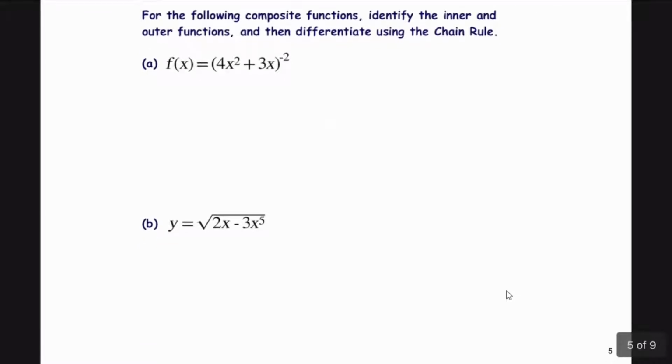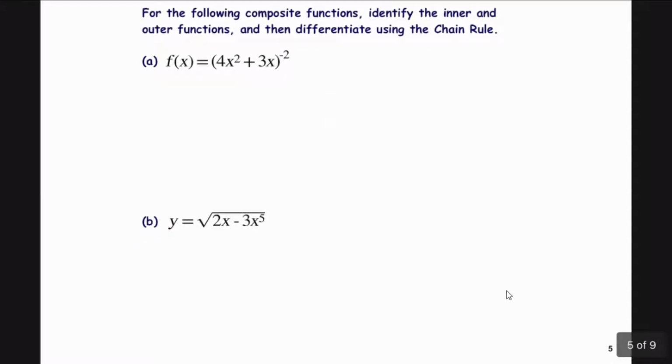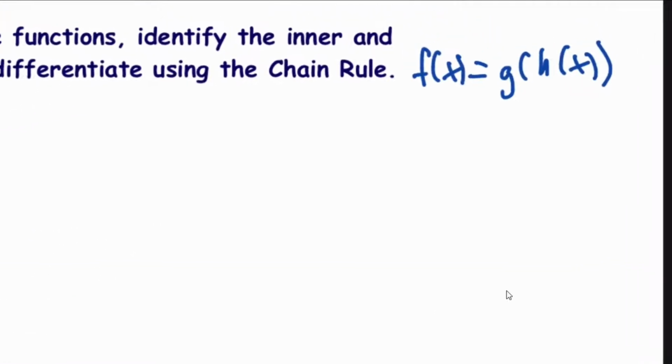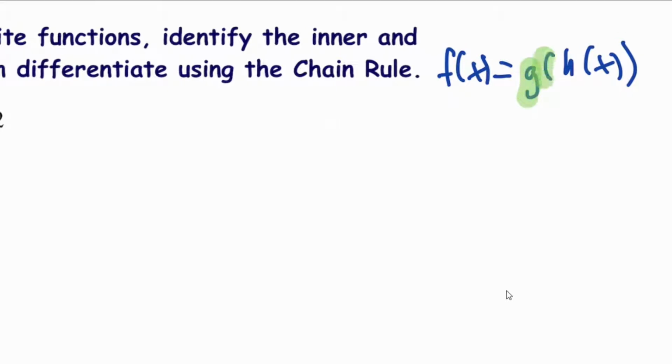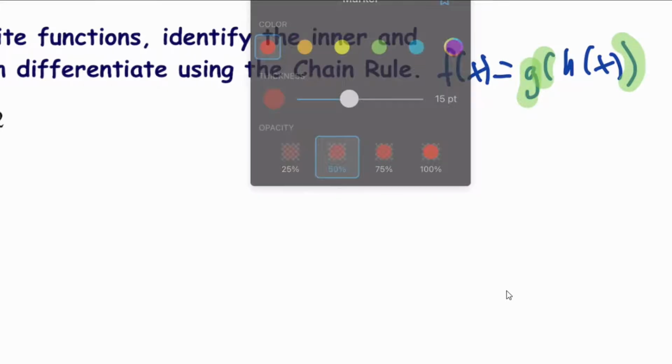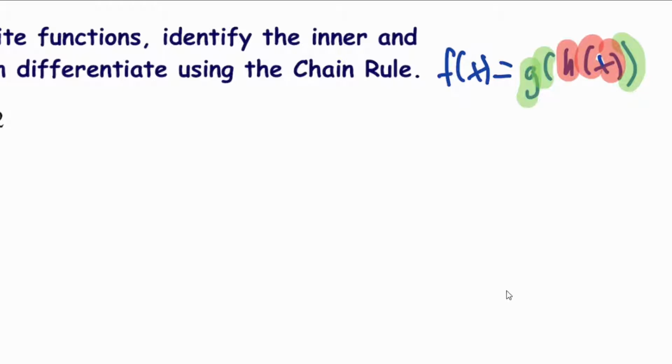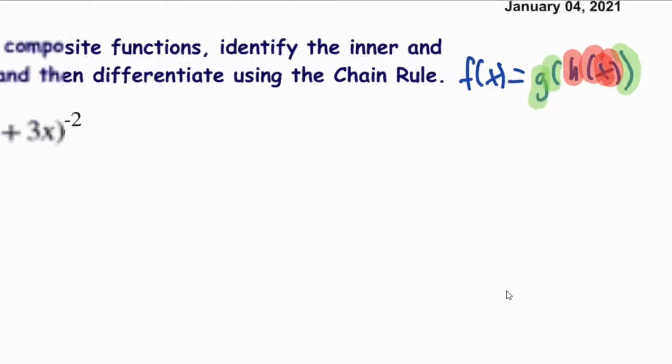For the following composite functions, identify the inner and outer function, and then differentiate using the chain rule. So I like to think of it as f of x equals g of h of x. So once again, we'll kind of color code. G can be our outer function each time, and h of x can be our inner function.